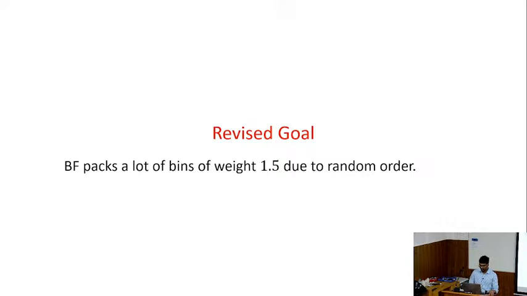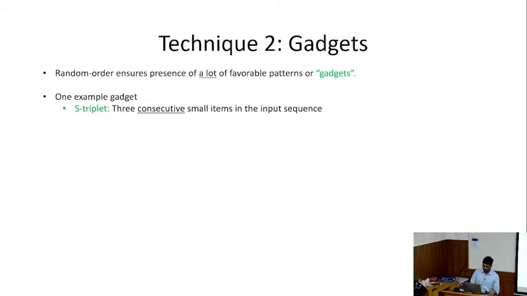This gets us to the second technique, which is the technique of gadgets. What random order, for any random order problem, ensures is that there are a lot of favorable patterns, or what we call gadgets, in our work.